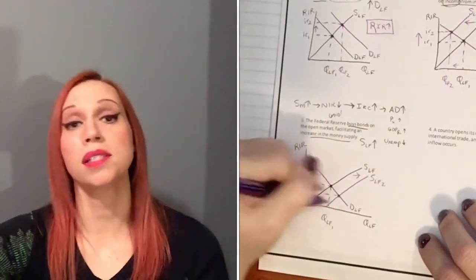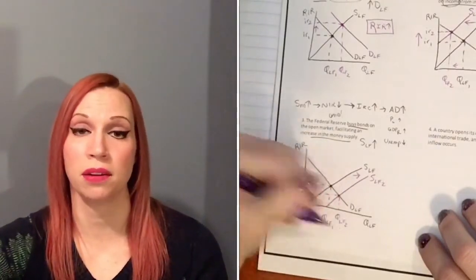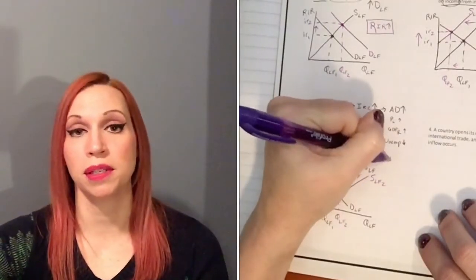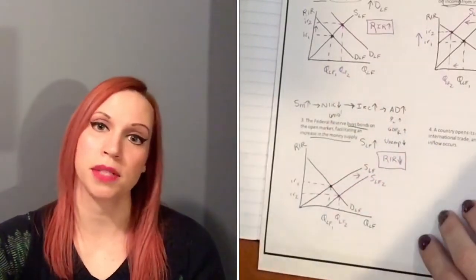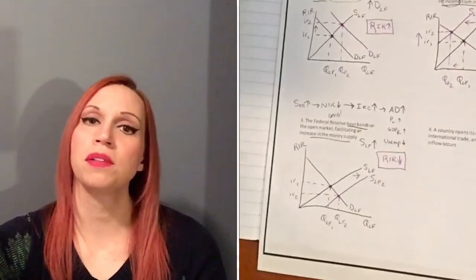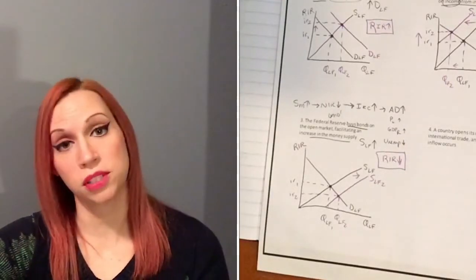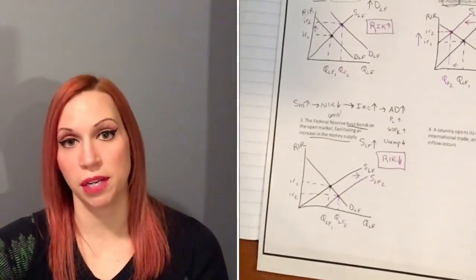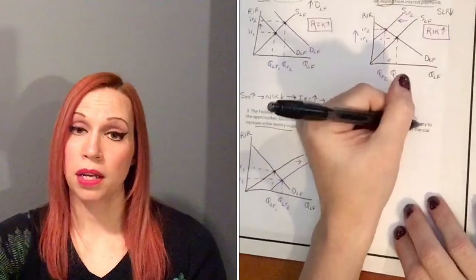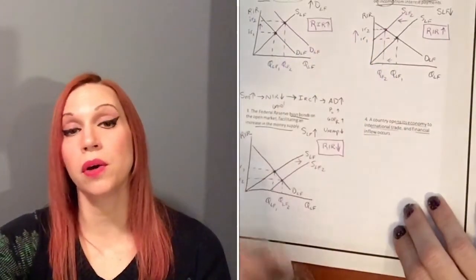And so the supply of loanable funds, or the amount of money that people have in their savings account, is going to naturally increase because when there's an increase in income, people are spending more and they're also saving more. So this is going to shift our supply of loanable funds curve to the right. When our supply of loanable funds shifts to the right, that is going to lead to a decrease in the real interest rate. Finally, number 4, a country opens its doors to international trade and financial inflow occurs.